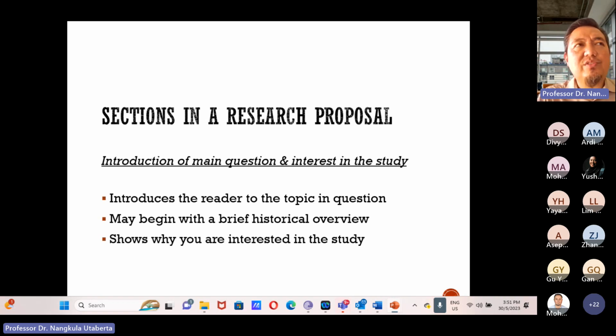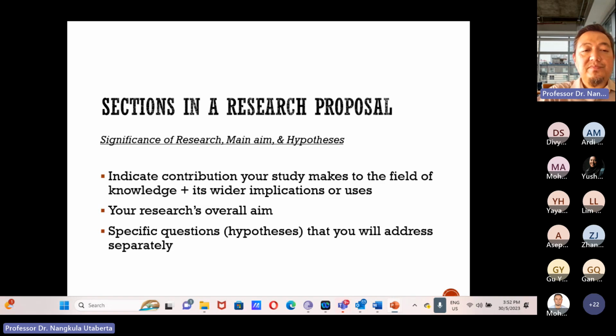And also in the introduction, you have to give a kind of hint or introduction of why you're interested in the studies. I think this is very important so that we know why the studies is important and urgent. Yeah? Significance of research, yeah? Indicate contribution. Your research overall aim, and also sometimes the hypothesis, a specific question. Yeah? That is one important one.